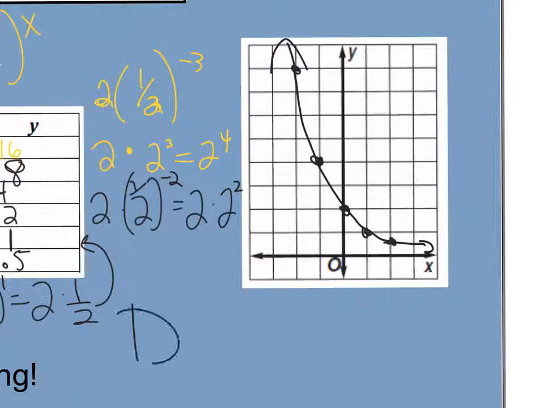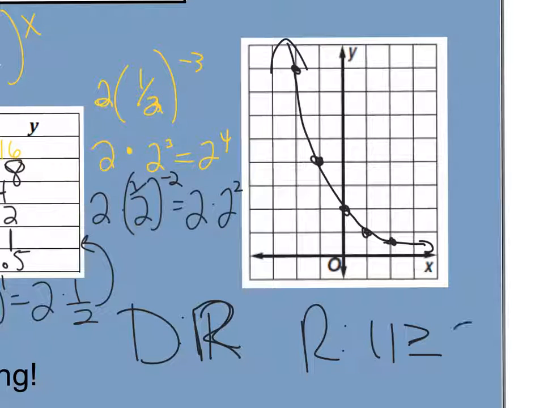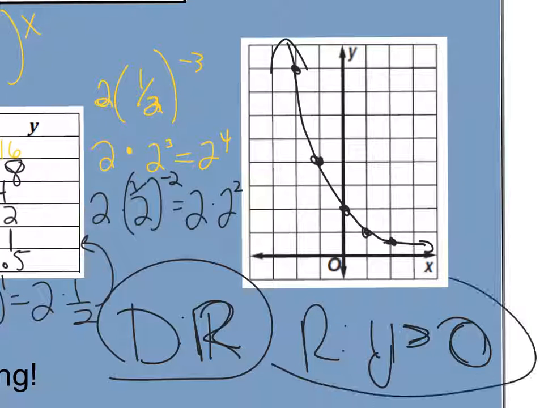So domain, again, all real numbers. Range is going to be y greater than or equal to 0, greater than 0, because it's never actually going to get to 0. So it's just going to be y greater than 0. Domain, all real numbers.